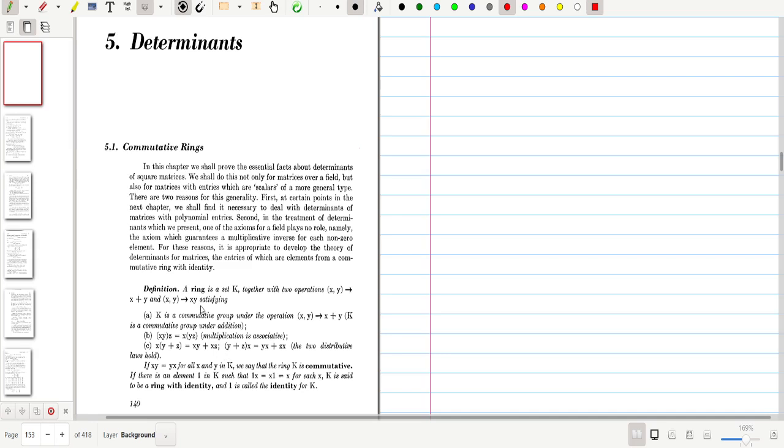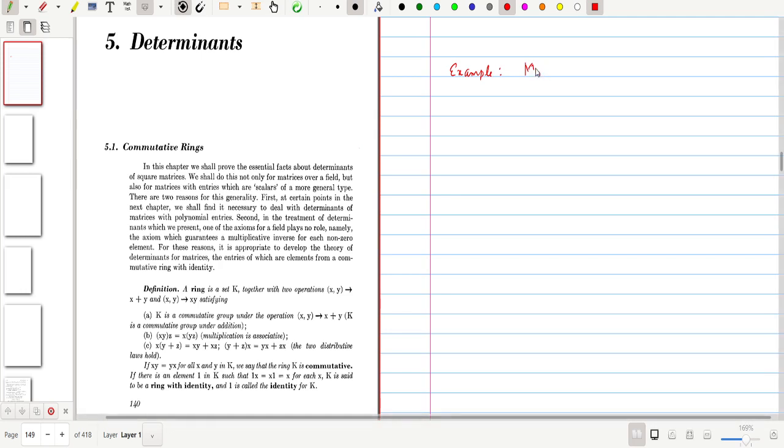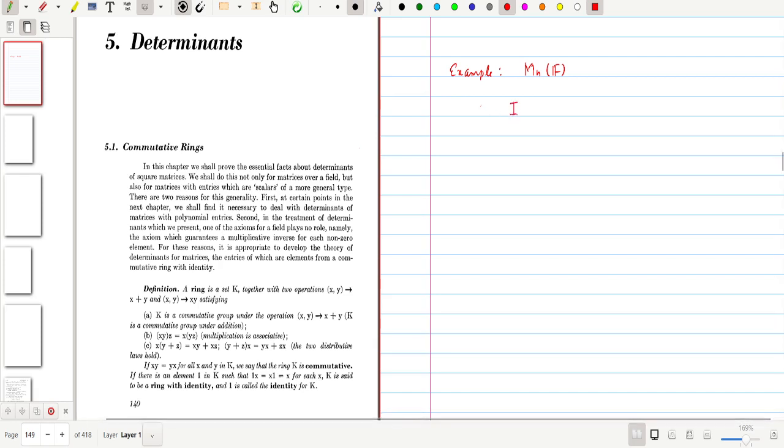So in the rest of this chapter, we will consider K as a commutative ring with unity, and unity is denoted as 1. An example of such a ring is M_n(F), the set of all square matrices of order n, and this is a ring. It's a ring with identity or unity, and the identity element is I_n. So this is an example of a ring with identity, but this is not commutative.